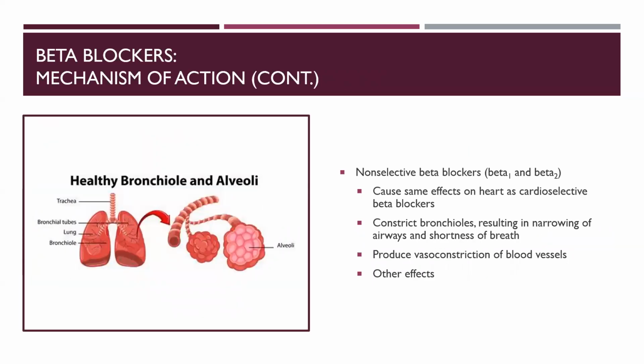Our non-selective blockers are going to block both beta 1 and beta 2. So they're going to cause the same effects to the heart as the cardioselective ones, but they're also going to constrict the bronchioles, resulting in narrowing of the airways and shortness of breath, and produce vasoconstriction of the blood vessels.